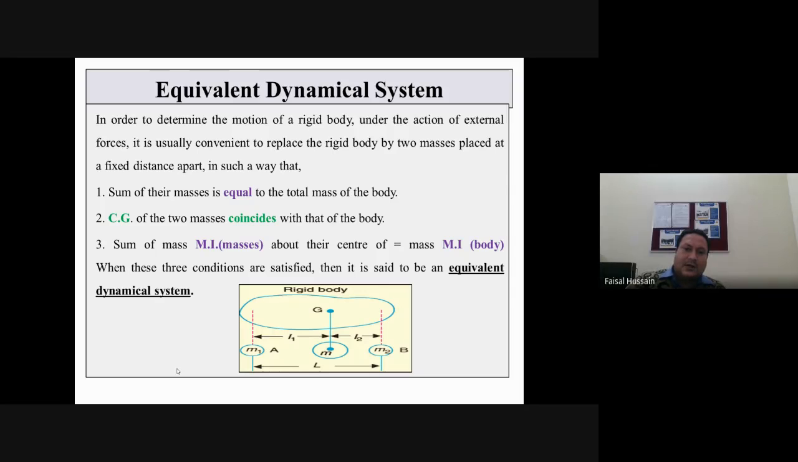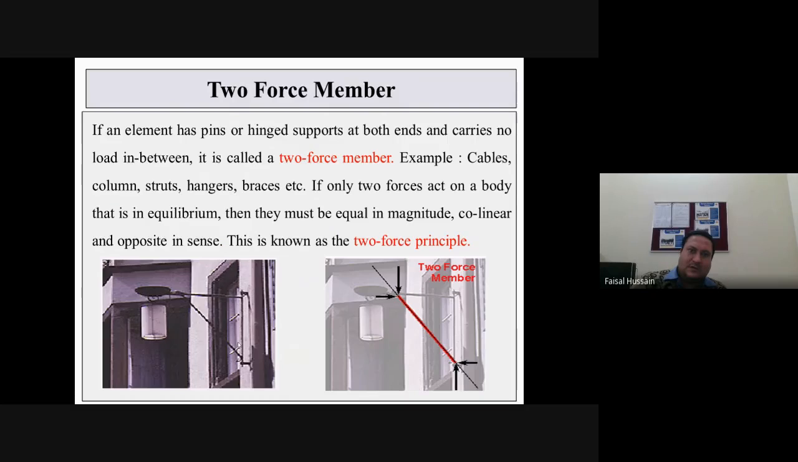Here this is a rigid body, and in this rigid body we are replacing the rigid link with two masses. One is m1 and another one is m2. Now let us go for the two force member and three force member concept. What is a two force member?